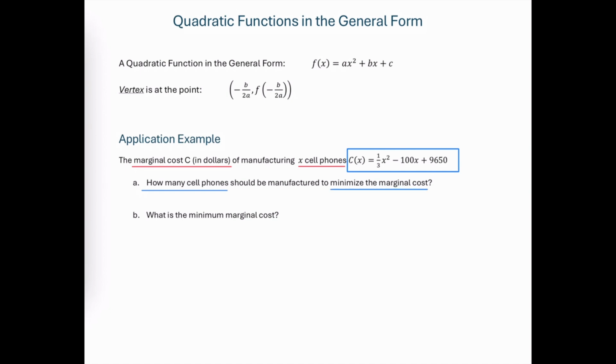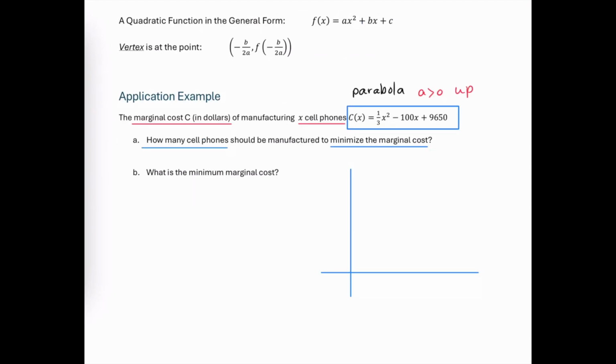Because this is a quadratic function, we know that it's going to have a graph that's a parabola. And because the leading coefficient is greater than 0, we know that parabola is going to be opening up. So without getting too detailed, let's just picture what this parabola might look like using a concept drawing. The horizontal axis, x, is going to represent how many cell phones are manufactured, and the vertical axis is going to represent the corresponding cost for manufacturing x cell phones.